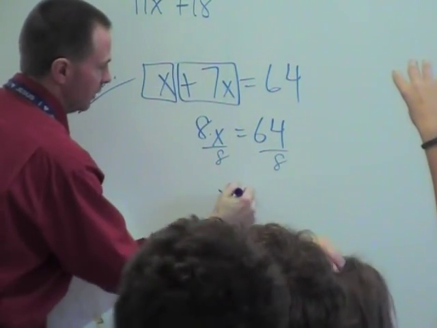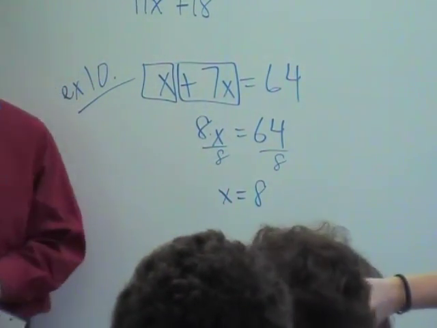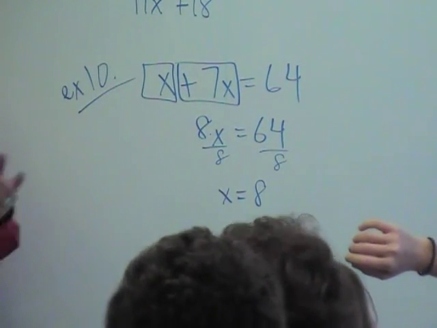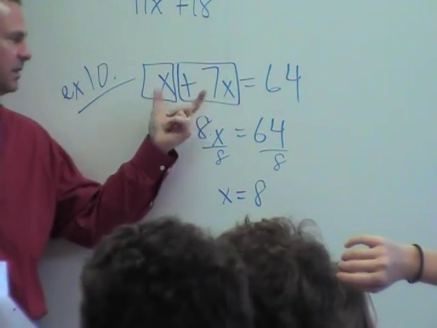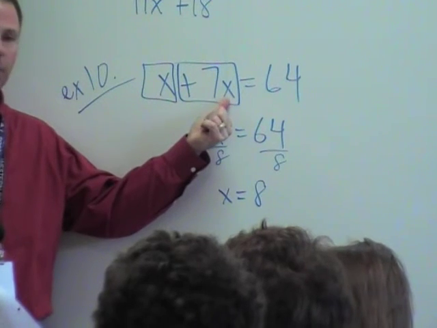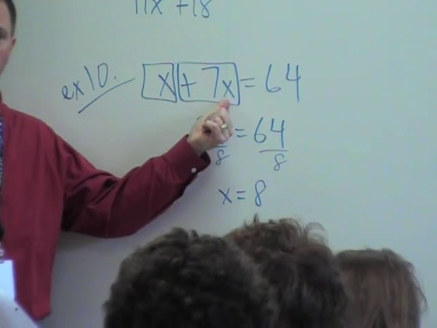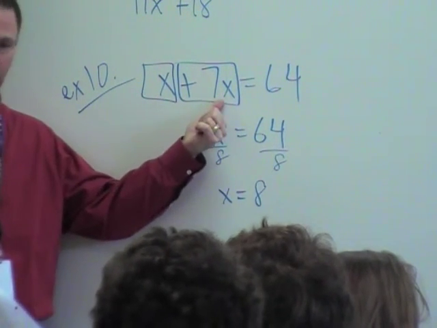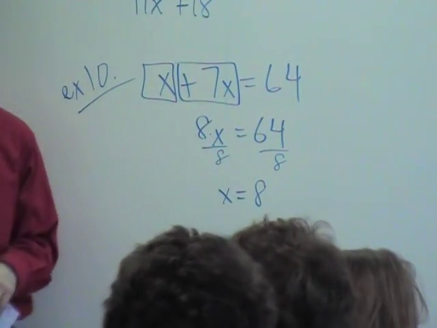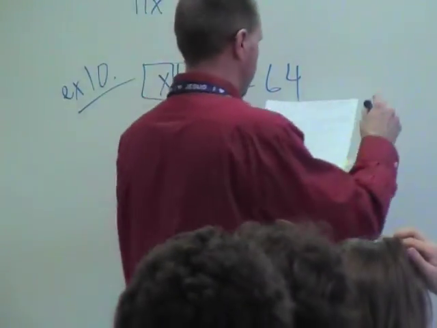You're solving at this point. Yeah, I got it right. Now you can check it. If x is 8, so we have 8 plus, what's 7 times 8? 56. What's 8 plus 56? 64. Good job. All right, example 11.